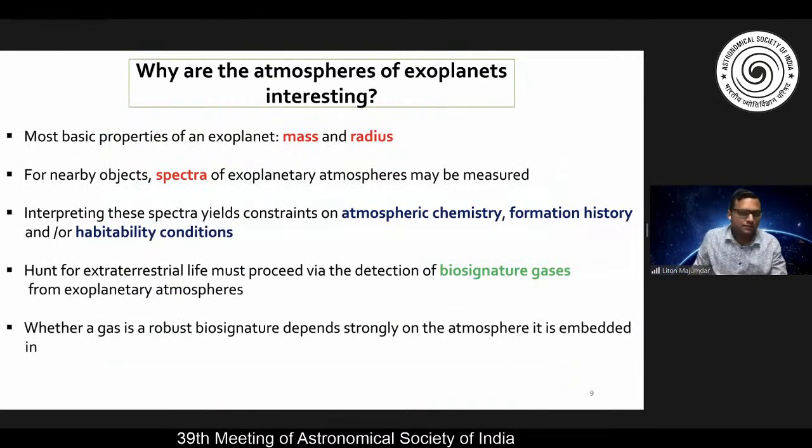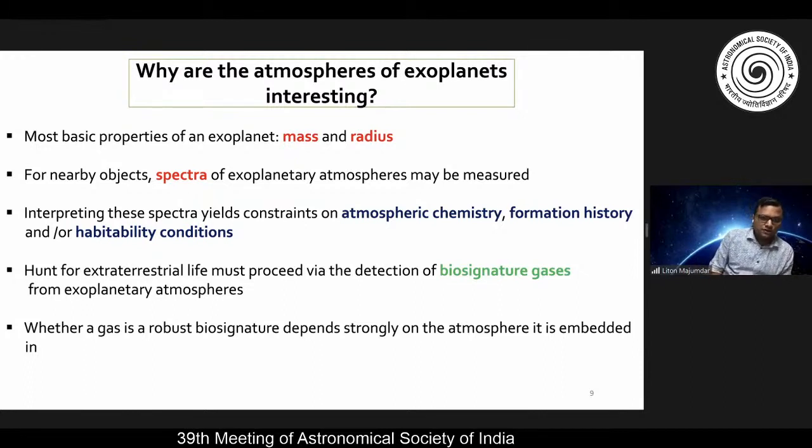Then why should we care about the atmosphere of these exoplanets? Because in most cases, for most exoplanets, we only have access to basic properties, like their mass and radius. If the exoplanet is close to us, then we can measure the spectra of the exoplanet atmosphere. By interpreting the spectra, we can constrain the atmospheric chemistry, formation history, and also the habitability conditions.